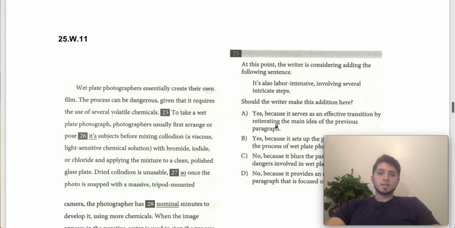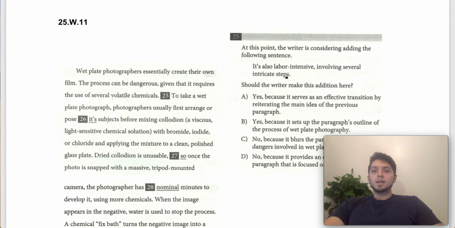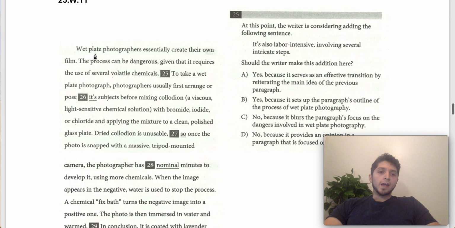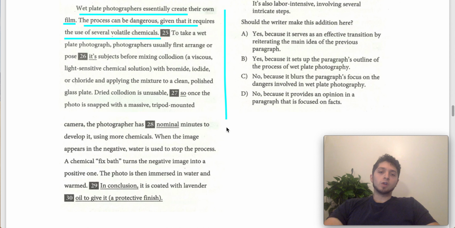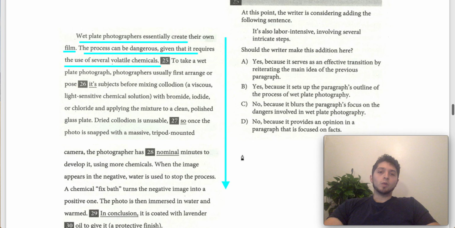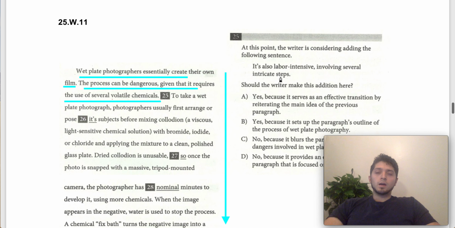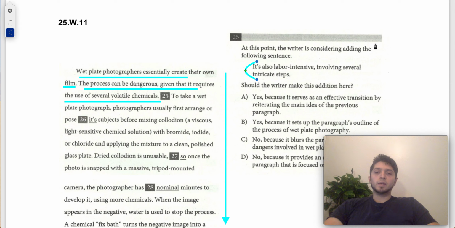Let's continue. Let's look at one more example. So 25, we have this. It says, at this point, the writer is considering adding the following sentence: It is also labor-intensive, involving several intricate steps. And here we're saying wet plate photographers essentially create their own film. The process can be dangerous given that it requires the use of several volatile chemicals, right? So this is introducing the idea that wet plate photographers create their own film, and it continues to talk about the downsides of using wet plate photography as we go further. This sentence here might seem to be on topic because it's saying that it's labor-intensive, involving several intricate steps.